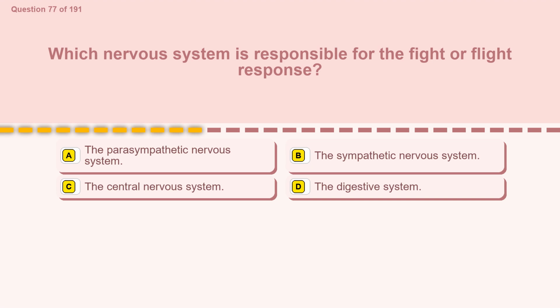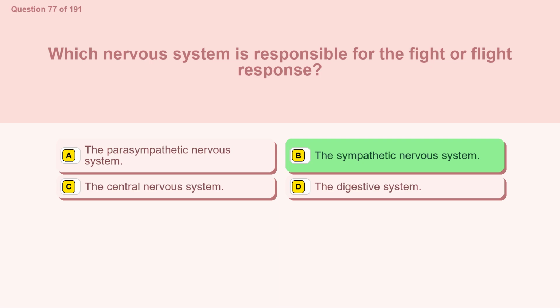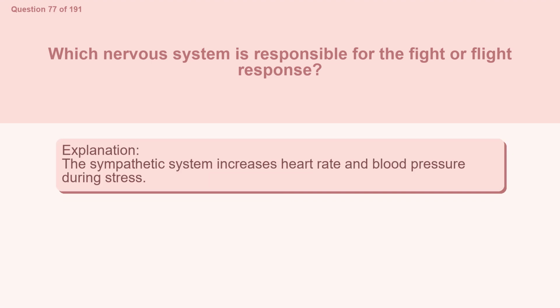Option A, the parasympathetic nervous system. Option B, the sympathetic nervous system. Option C, the central nervous system. Option D, the digestive system. The correct answer is option B, the sympathetic nervous system. The sympathetic system increases heart rate and blood pressure during stress.